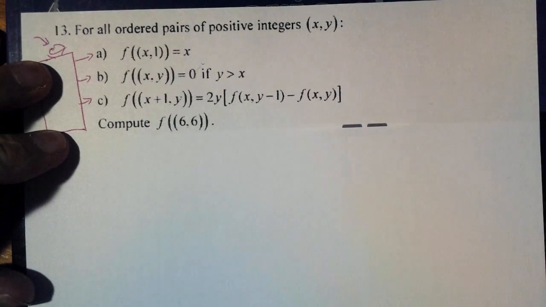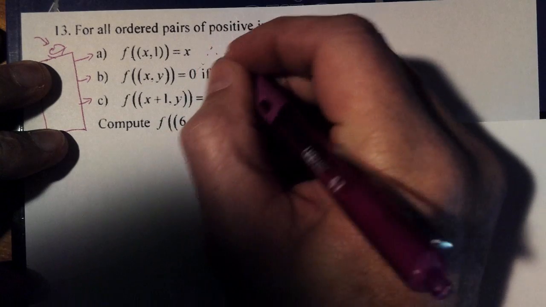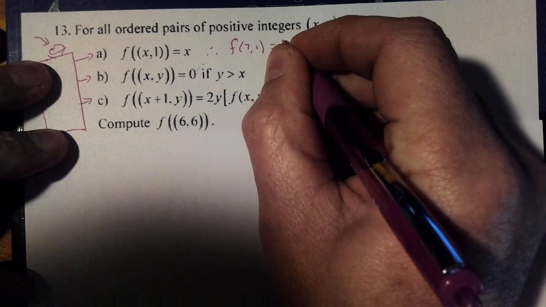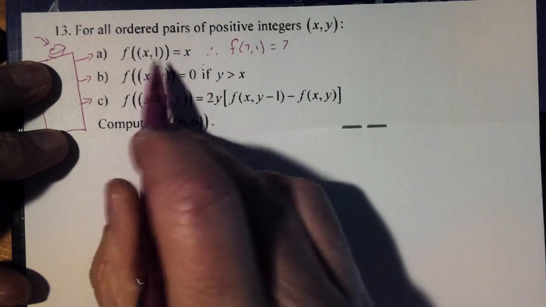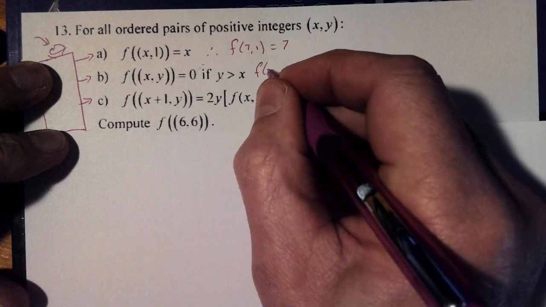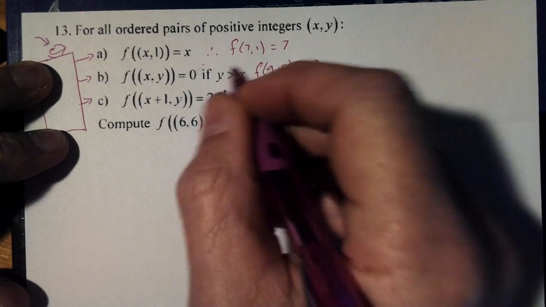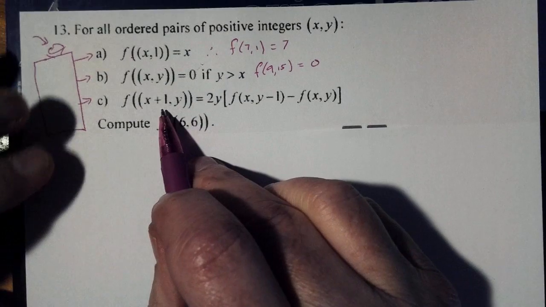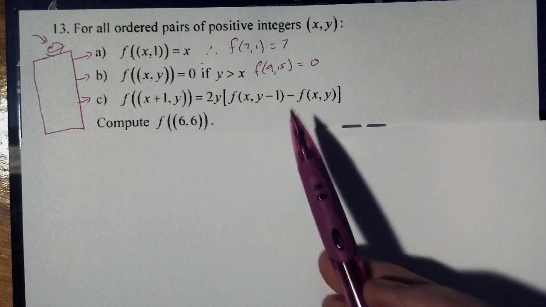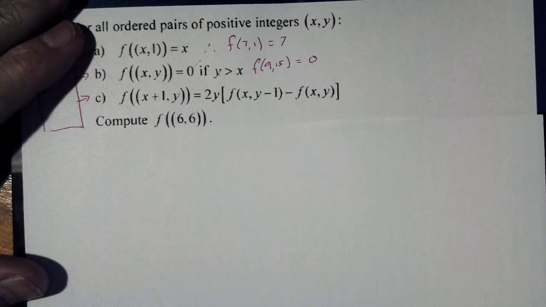If the Y value of our ordered pair is 1, for instance, if I have F of 7, 1, then I can just say that is 7. If the Y value is bigger than X, for instance, F of 9, 15, we can call that 0. And F of X plus 1 and Y minus 1 makes me think that we're going to have to do some iterations through this to find what F of 6, 6 is.